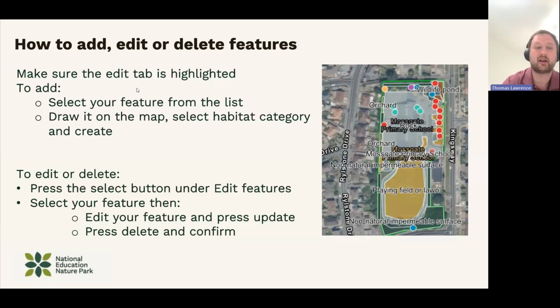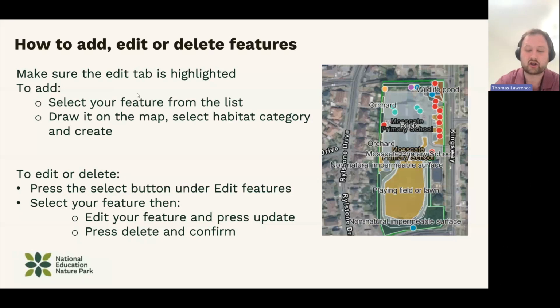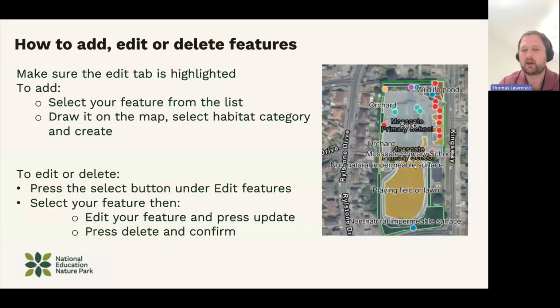Again, I'll show this, but how to add, edit, or delete features. So you've got to make sure that the edit tab is highlighted. So that's this one right here. To add, you're going to scroll down on here, select your feature from the list, draw it on the map. You're going to select the habitat category and create. So if you select grass and wildflowers, it will already have that, but then you'd be selecting whether it's playing field or lawn or meadow. Same for ground without plants. It will already have that up there for you. But then you can say, is it non-natural impermeable surface or non-natural permeable surface?